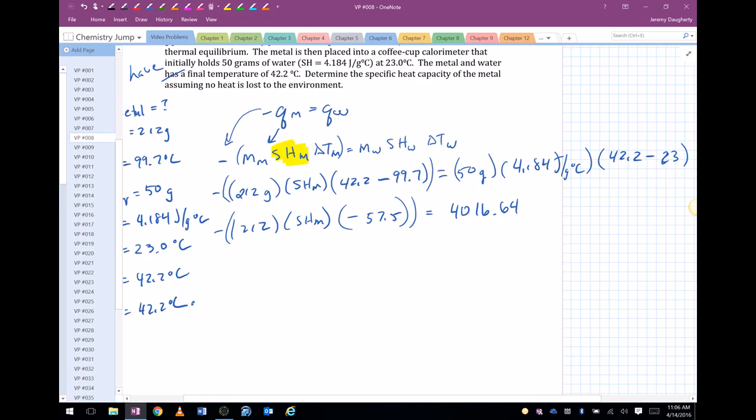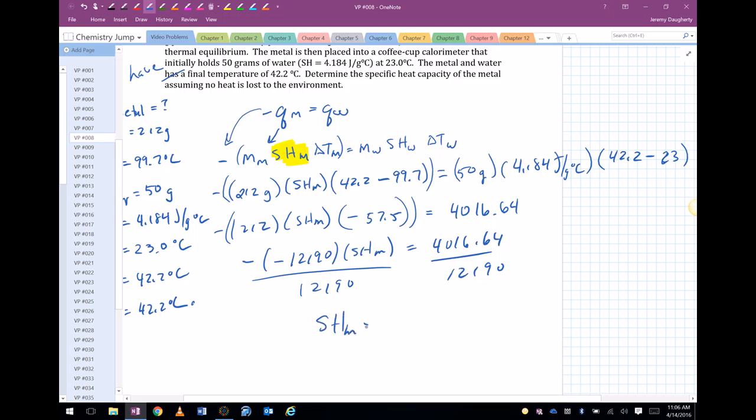So let's see what we get over here. We've got 212 times negative 57.5. So I've got negative 12,190. That's times the specific heat capacity of the metal. And so I'm just going to divide both sides by 12,190. So I got that value divided by that value. So I end up with a specific heat capacity of the metal equal to 0.330 joules per gram degree Celsius.